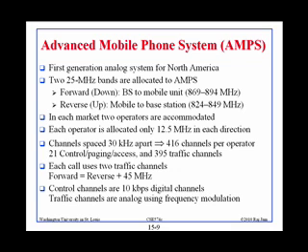So it is first generation analog, and this was obviously in North America, and in some sense one of the first ones worldwide. This uses a 25 megahertz band. These are the 25 megahertz bands, 869 to 894, exactly 25, and 824 to 849. So this is for the down and this is for the up.